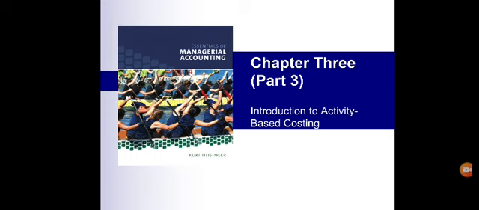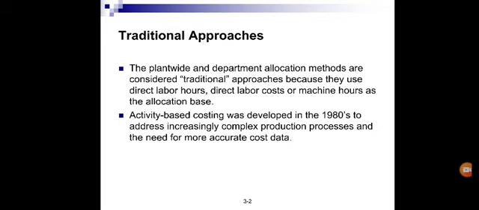Before this, we have discussed two costing systems. The first one is the job costing system, and the second one is the process costing system. This is number 3, ABC system. Okay, the ABC system is an advanced version of traditional costing system.